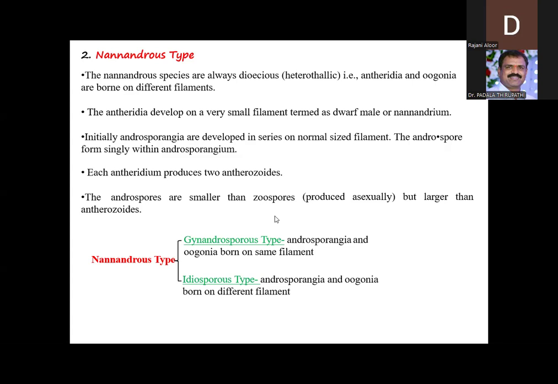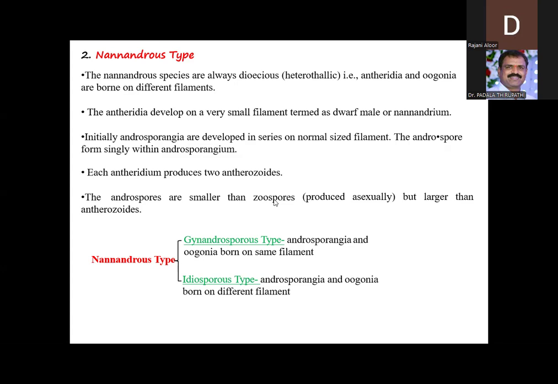Where the dwarf male antheridia are present in Oedogonium, that is the Nanandrous species only. That name is called dwarf male. The dwarf males are formed by androspores, which are produced in androsporangia. If androsporangia and oogonia are formed on the same plant, they are called gynandrosporous. I'll explain later. Both are produced on the same plants, and that is called gynandrosporous.